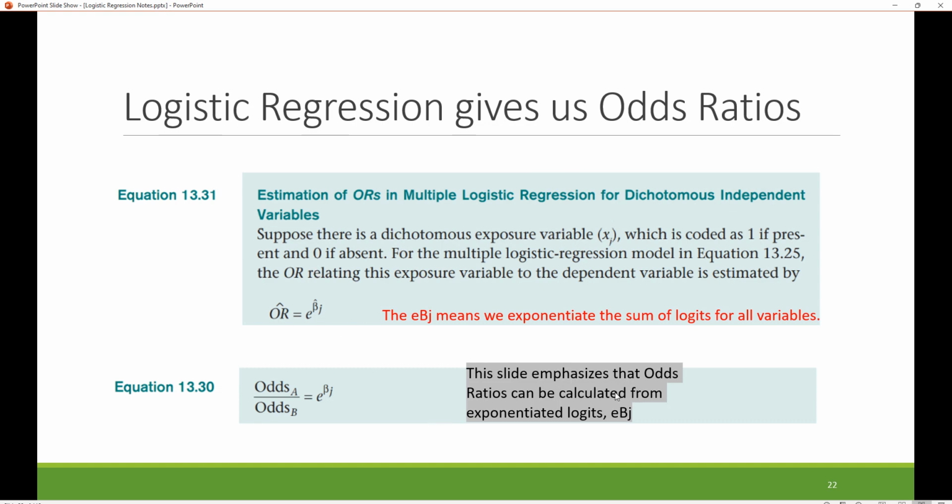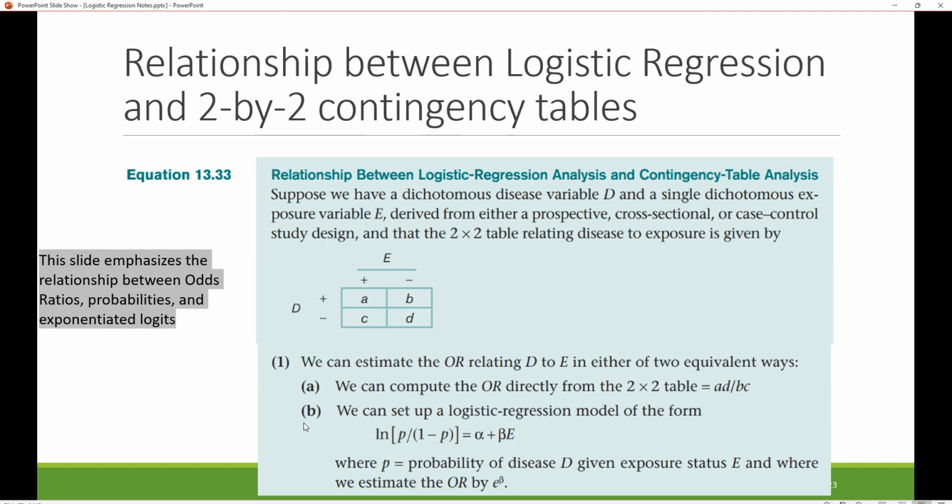And this slide emphasizes that odds ratios can be calculated from exponentiated logits. And so that's the E to the B sub J. And we do have a relationship between logistic regression and 2x2 contingency tables. And this slide emphasizes the relationship between odds ratios, probabilities, and exponentiated logits.